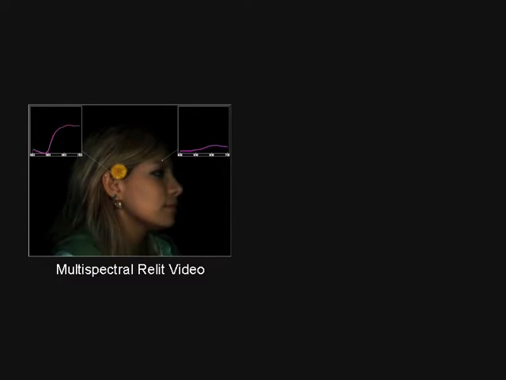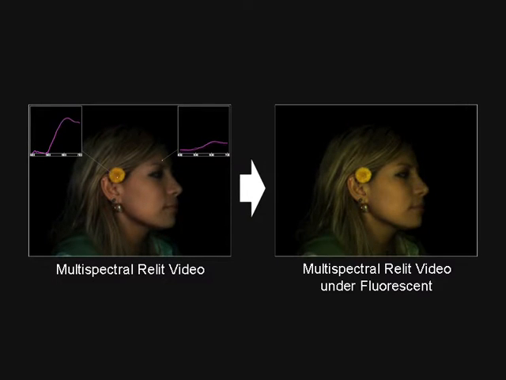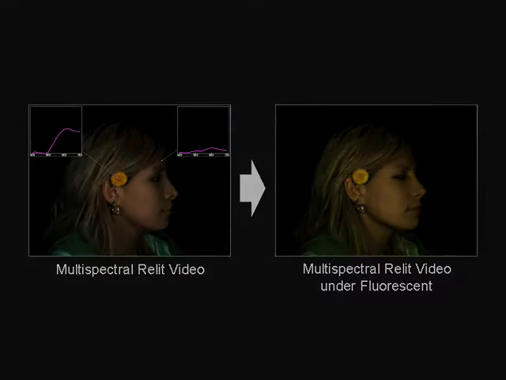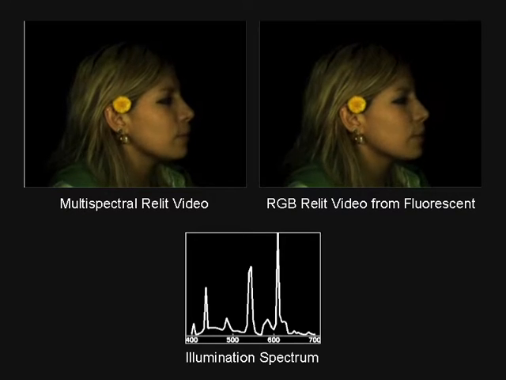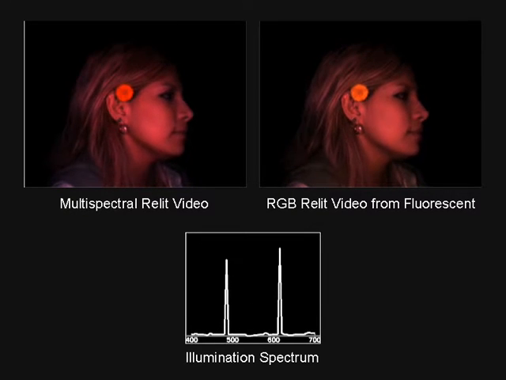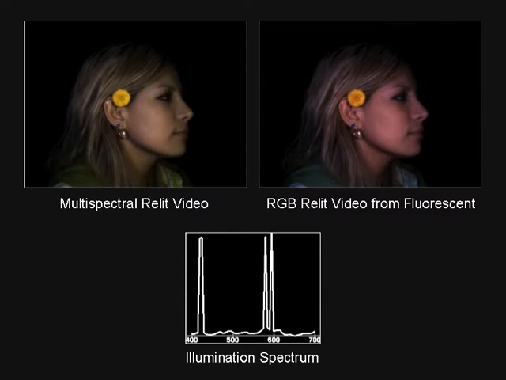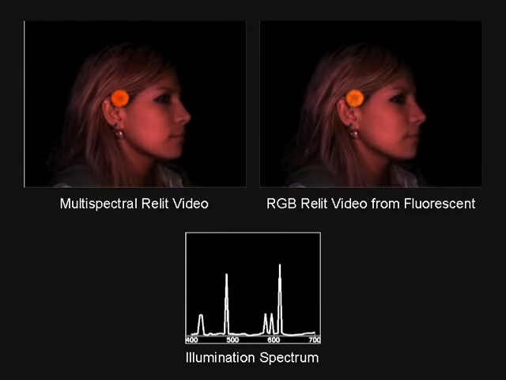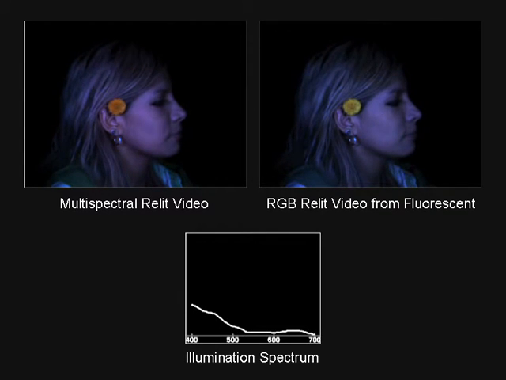Here we see a multispectral video of a person talking where the illumination is white light. We relit this video with fluorescent illumination to obtain the one on the right. Now the multispectral video and the fluorescent video are relit using a variety of illumination spectra. The fluorescent video is relit using RGB color transformations. For some illuminations, we can clearly see that the appearance of the person is quite different in the 2 videos.